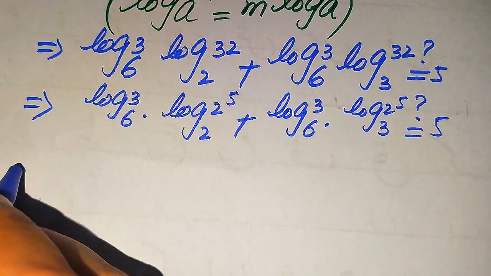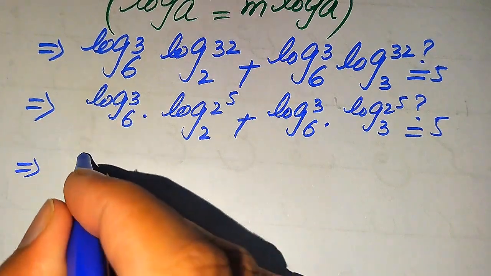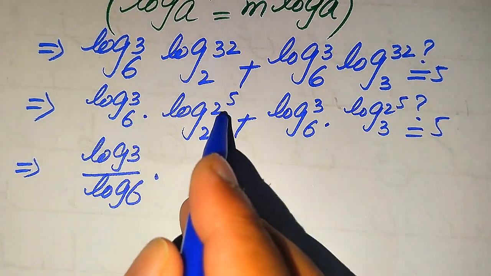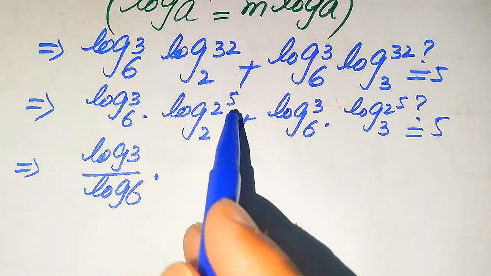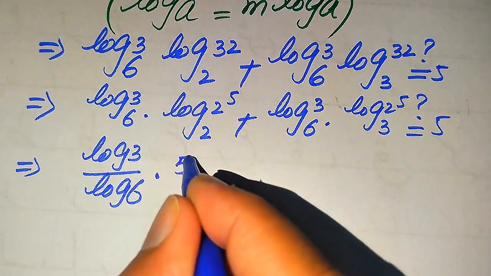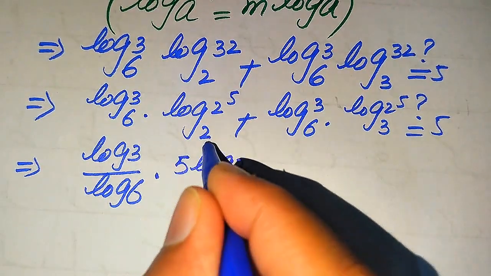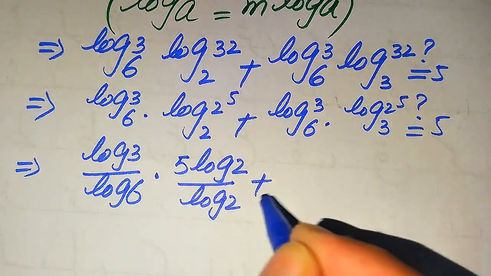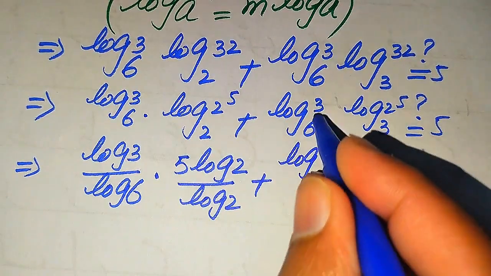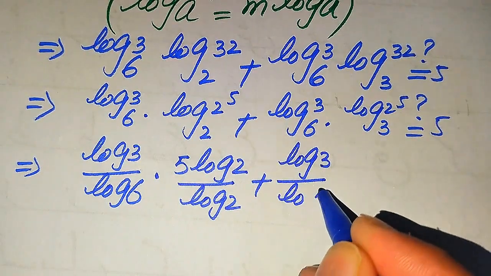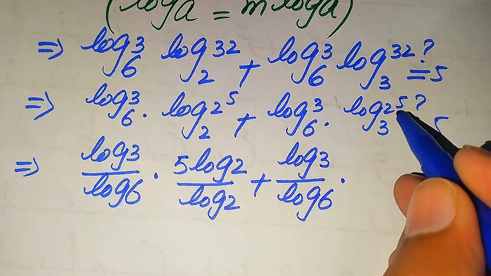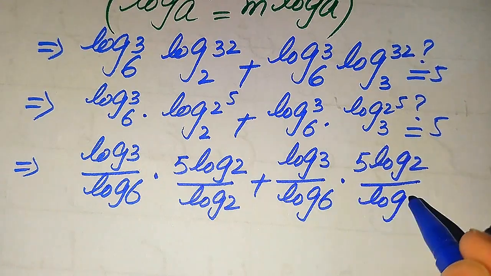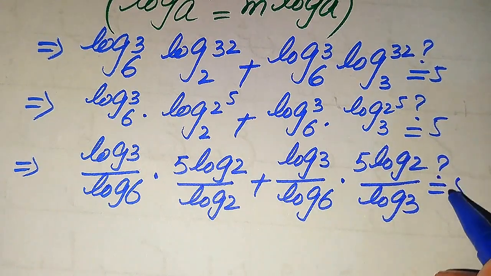So here we again use the property of log, so we apply the log separately on both of these values, and it will become log of 3 divided by log of 6, and here first we apply the exponential property, and we move this 5 in front of this log, and it will become 5 times log 2, and we apply log 2 separately on both of these values, and it will become here log 2 over log 2 plus, here we again break these log values, and it will be written as log of 3 divided by log of 6 into, here again we move this 5 in front of this log, and it will become log of 2 divided by log of 3, and we check whether this equals 5 or not.